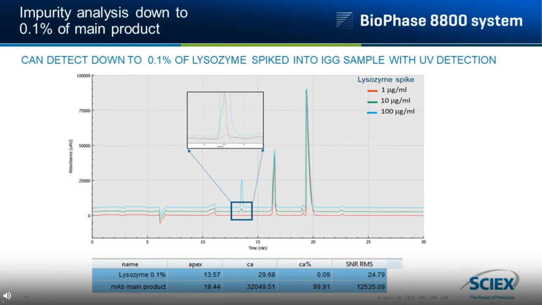The signal-to-noise ratio, even with the lowest spiking, was shown to be about 25, way above the limit of quantification requirement. That demonstrates that the current platform is able to provide detection of impurity as low as 0.1% confidently, which matches the regulatory requirement.